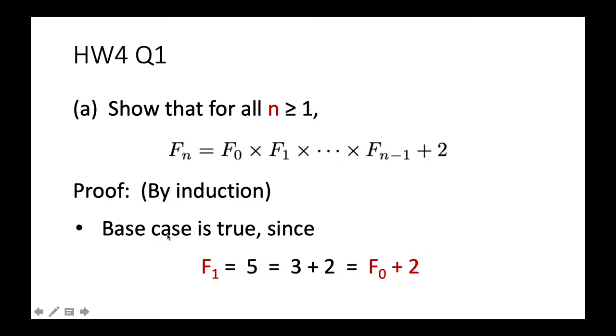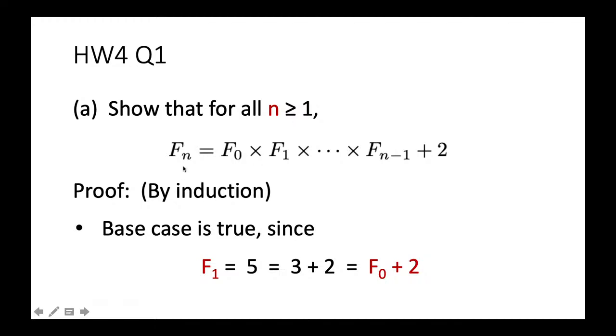We want to show that f of n can be computed by multiplying all the f values before it. So f0 multiplied with f1 multiplied with f2 up to f of n minus 1. We get the product of these Fermat numbers and then plus 2. This will now become f of n. This one is very easily shown by using induction. We want to show that this is true for all n greater than or equal to 1.